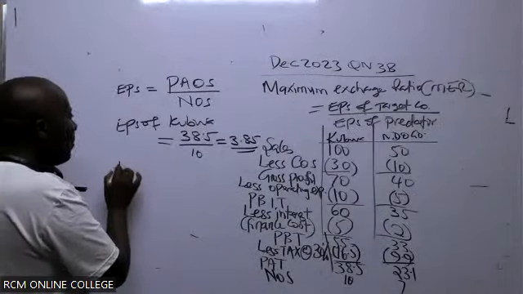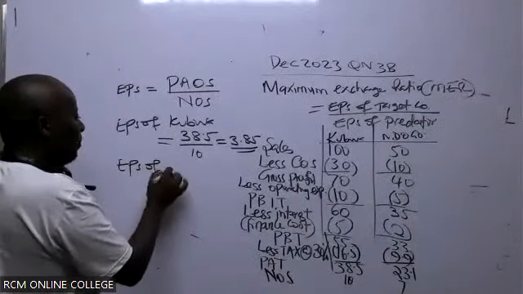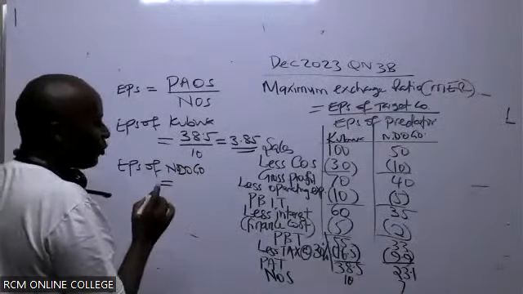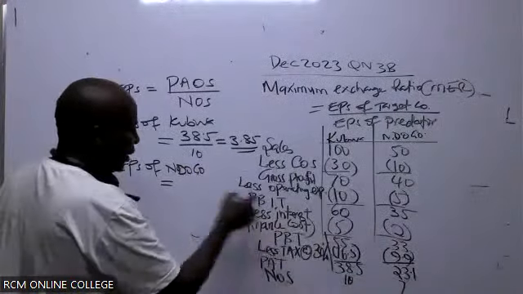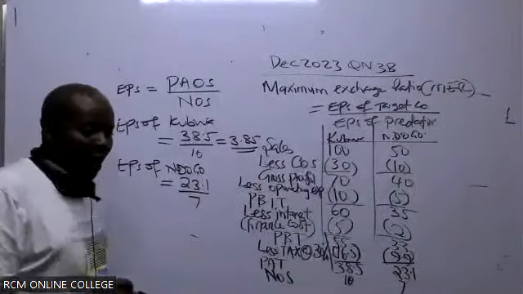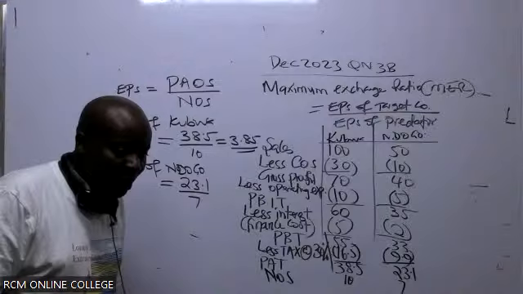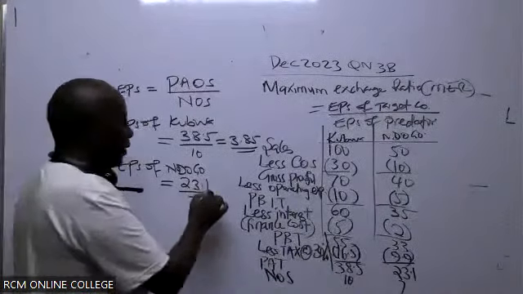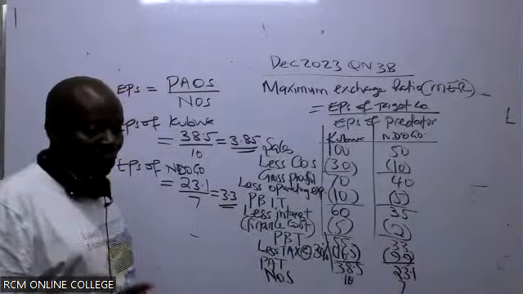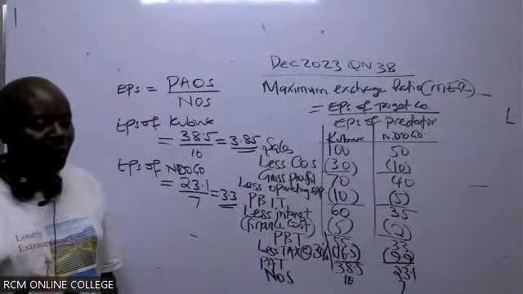And then we have EPS of Ndogo. EPS of Ndogo will be 23.1 divided by 7, which gives me, according to Ida, 3.3. According to Ruth as well, 3.3.